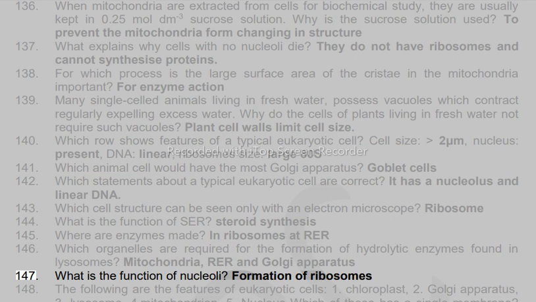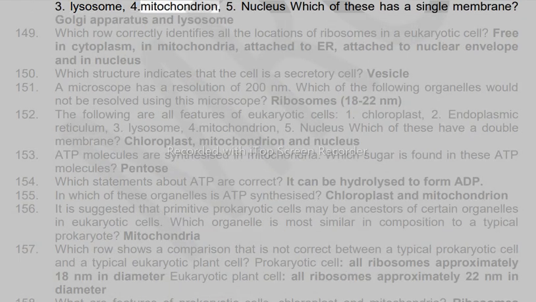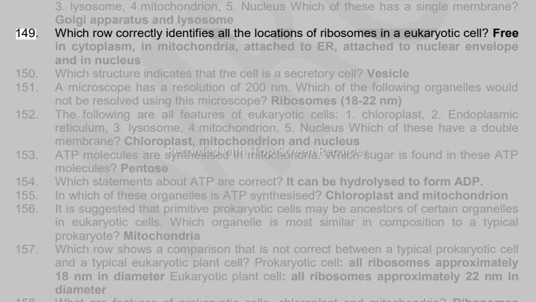147. What is the function of nucleoli? Formation of ribosomes. 148. The following are the features of eukaryotic cells: 1. Chloroplast. 2. Golgi apparatus. 3. Lysosome. 4. Mitochondrion. 5. Nucleus. Which of these has a single membrane? Golgi apparatus and lysosome.